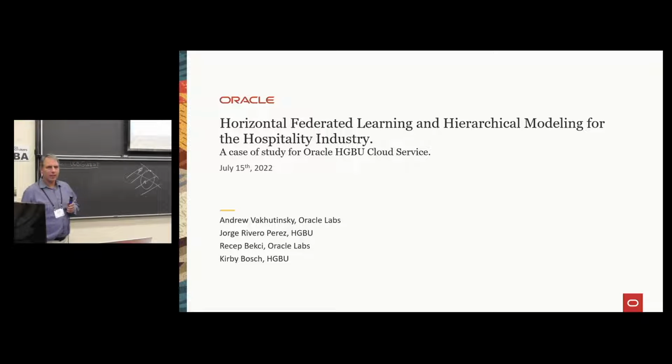All right, so I'll introduce myself and my co-authors. We are the team from Oracle, and I'm working for Oracle Labs. Recep Bekci is my intern who is doing his PhD at McGill University in Montreal, Canada. Jorge is a data scientist at the Hospitality GBU, Global Business Unit, at Oracle. And Kirby is Jorge's boss and the former CTO of Norwan.